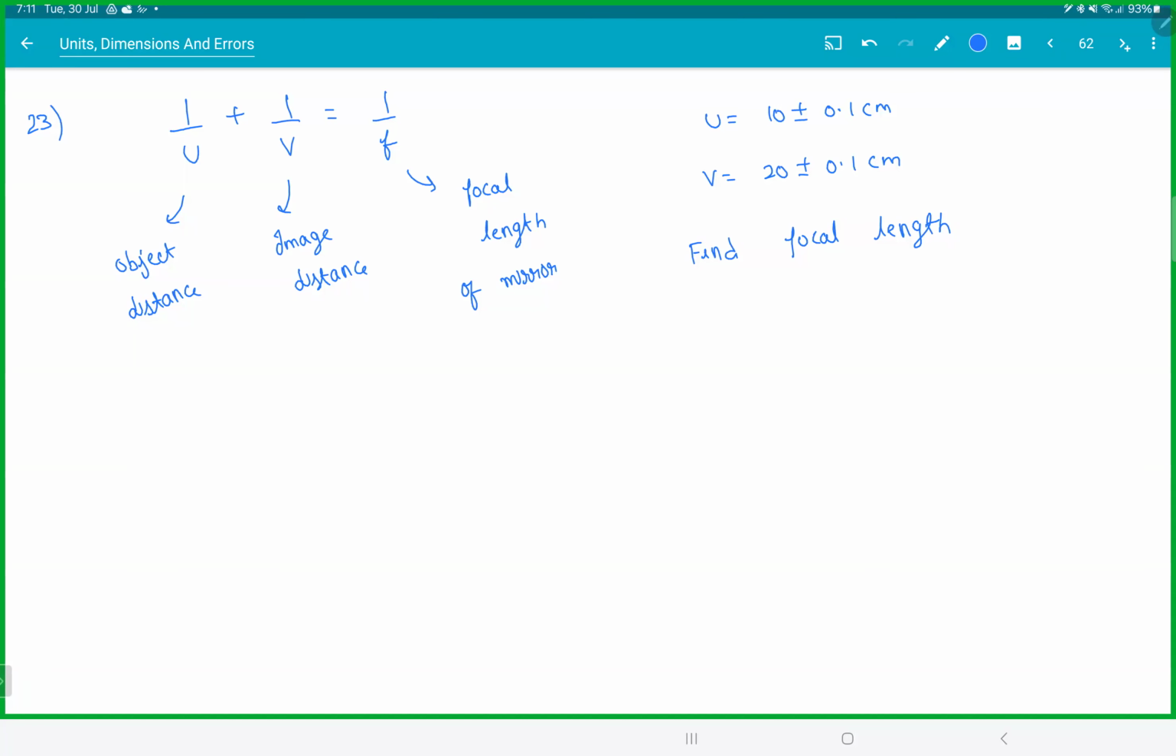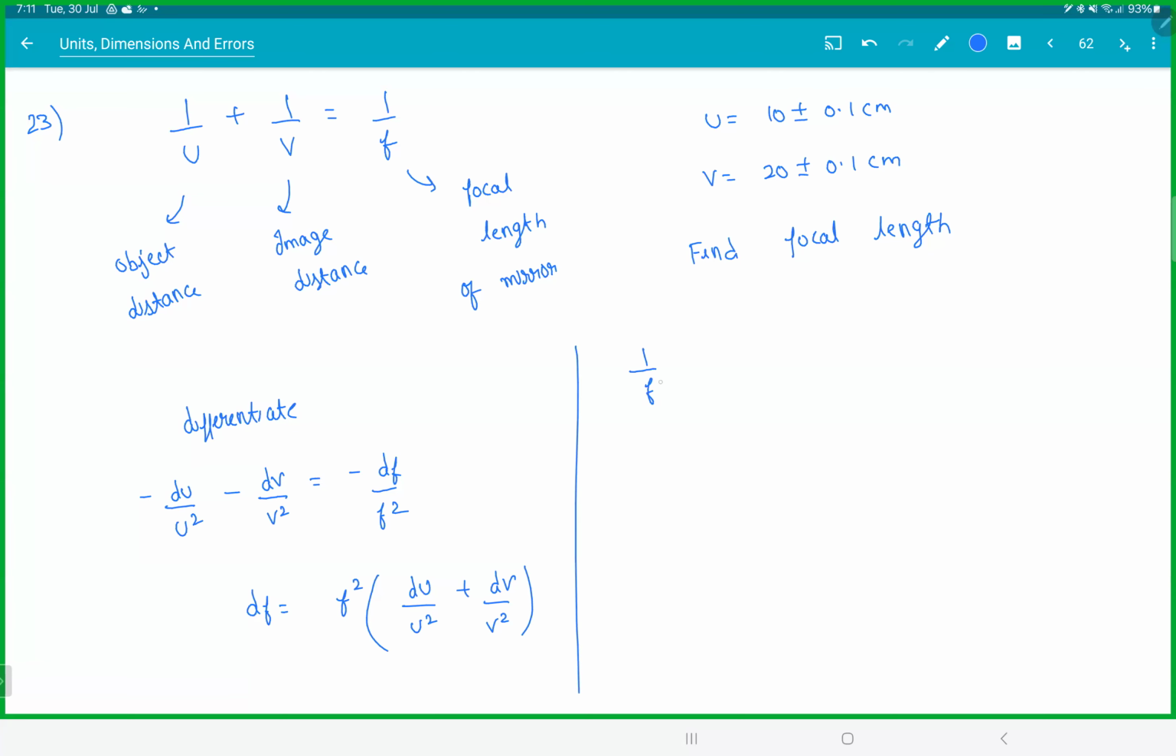Let's see. Got the answer? No, I don't want the error. I want the value of f. Means you should tell me something like 12 centimeter plus or minus 0.2 centimeter, something of that sort. So let's differentiate this. You'll get minus du by u square, minus dv by v square, minus df by f square. So df will be f square times du by u square plus dv by v square.